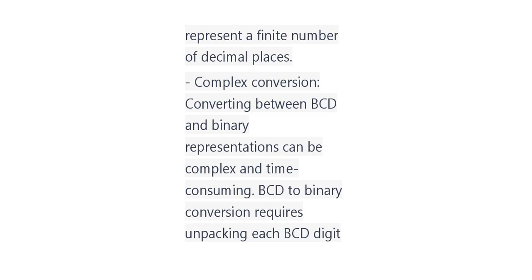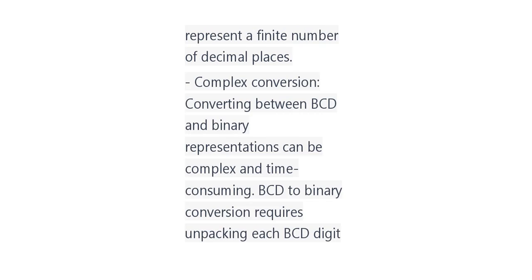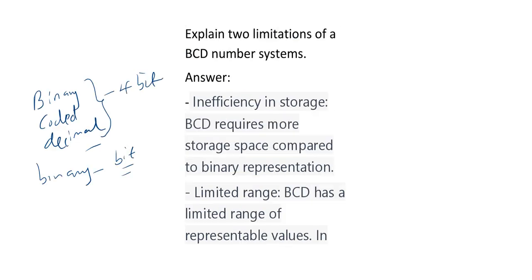Then the other one is complex conversion, whereby converting between BCD and binary representation is complex and time consuming. In BCD, we require what we call unpacking of each BCD digit and then converting it to its binary equivalent. So you have to unpack the BCD, then you convert, which is a bit time consuming. So those are the limitations of BCD numbers or number systems.